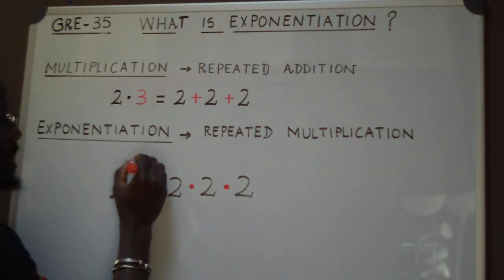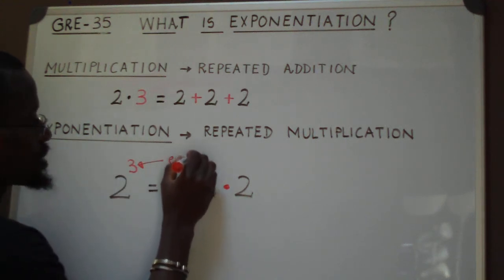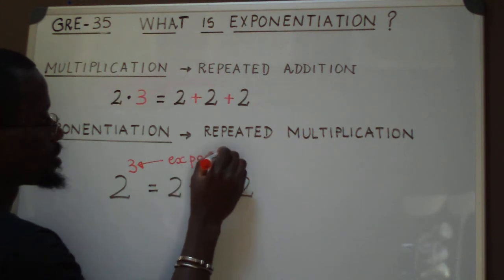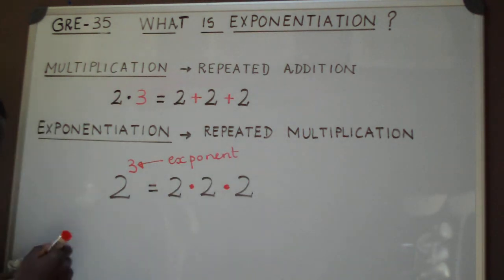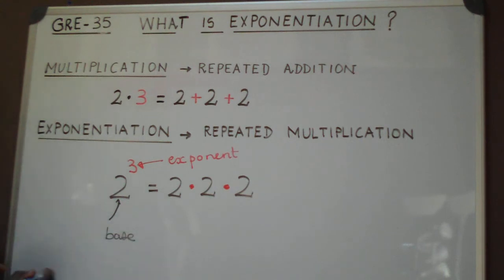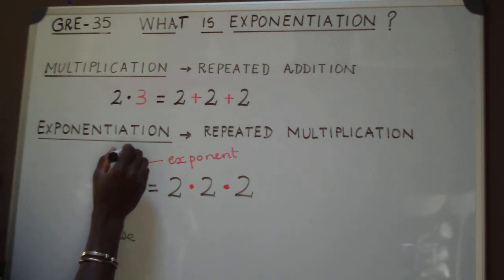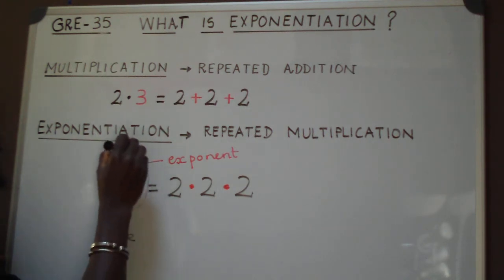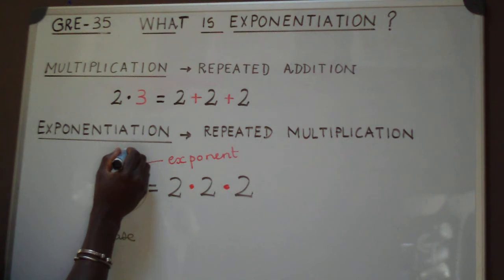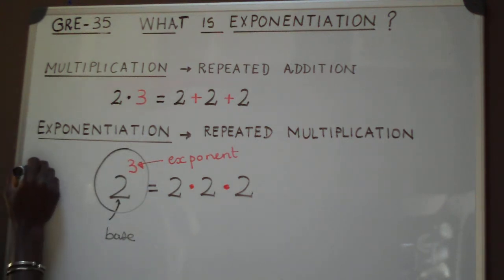Now the number here is called the exponent. Okay, and the number down here, the number I've written in black, is called the base. Okay, and now the whole thing, which is the 2 together with the 3 that I have put on top of it, the whole thing is now called the third power.